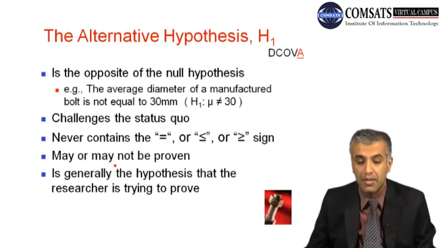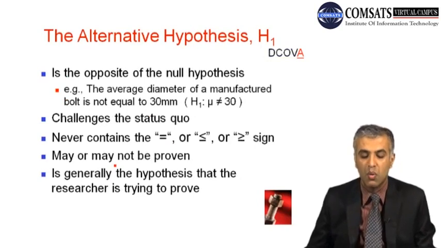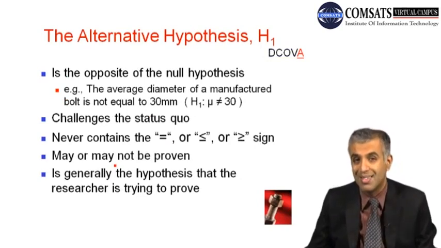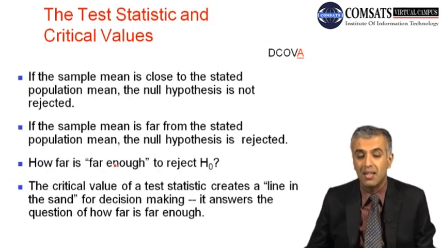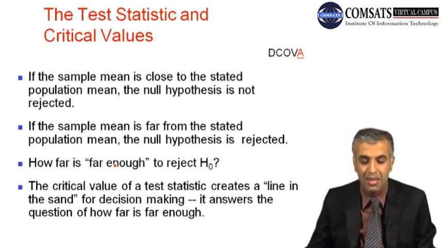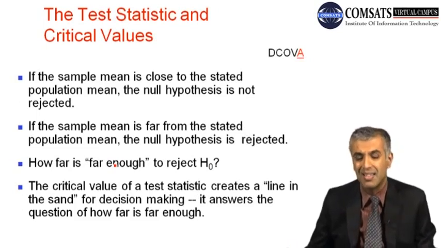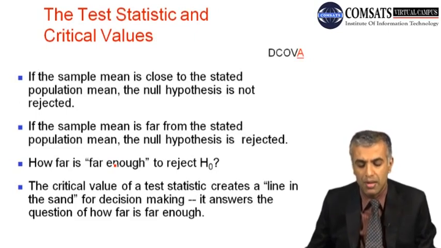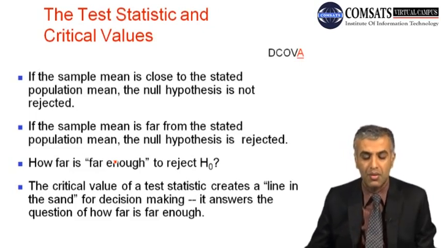Likewise, we went through the alternative hypothesis, how the alternative hypothesis is the opposite, and what statements are required to state the alternative hypothesis. Then we had a discussion about the critical values and the test statistics, which are important in determining these hypotheses, and how these test statistics help us decide whether to accept or reject the null hypothesis.